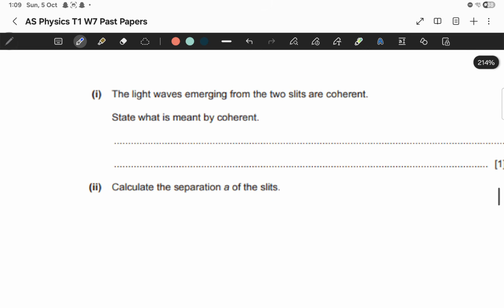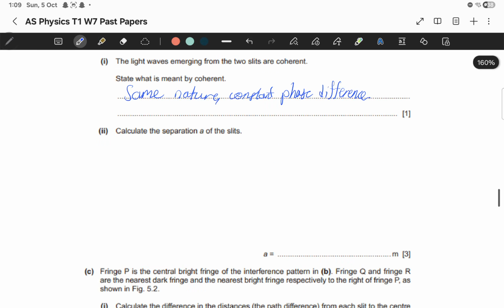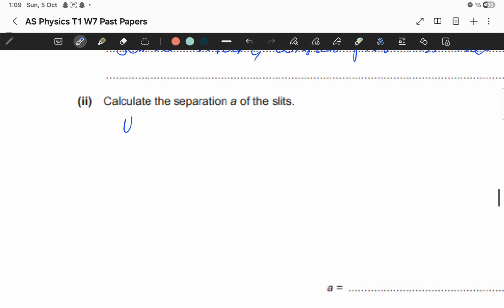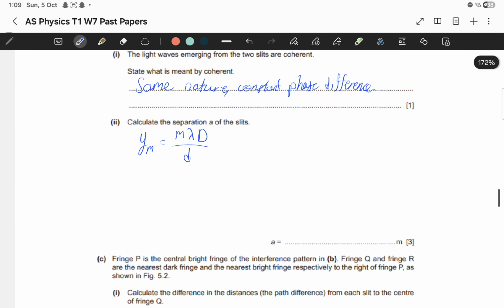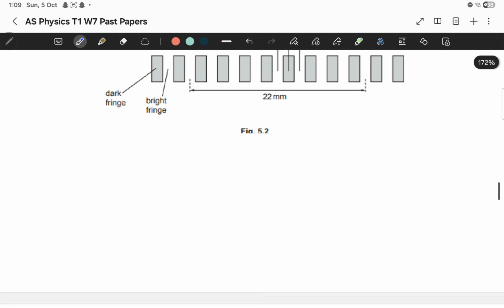The light waves emerging from 2 slits are coherent. Coherent, again, same nature, constant phase difference. Calculate the separation A of the slits. Okay, so we're going to use Ym equals m lambda D over d. Instead of d we're gonna write A, because they have it given to us as A.